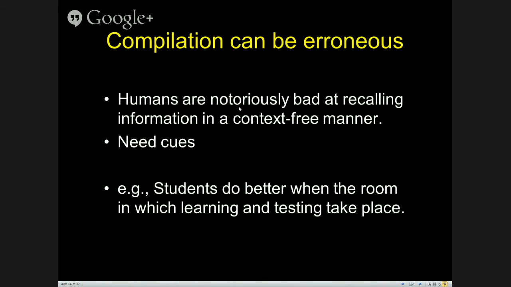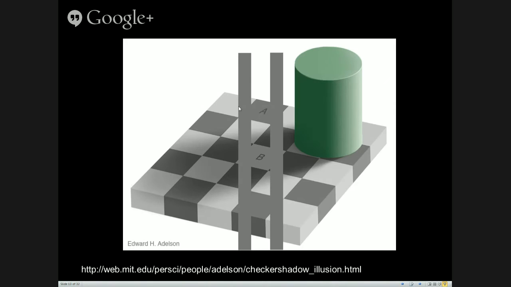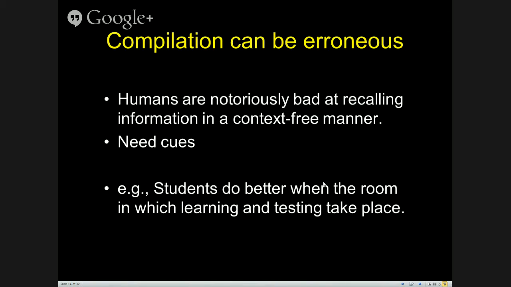Which shows that compilation can be erroneous. Humans are notoriously bad at recalling information when there is no context. Our brain needs cues. And in that example, the cues were the pattern of light and dark squares that we saw in the image. And this makes us jump to conclusions and misinterpret the information.